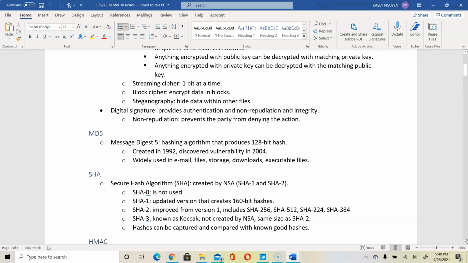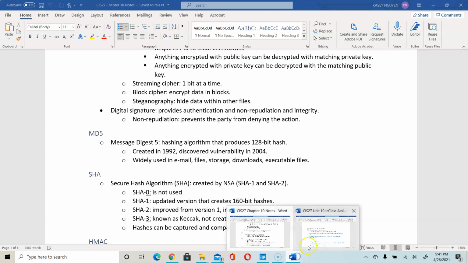In SHA version 3, the NSA was not the entity that produced this version, and this is known as Keccak, and it is the same size as version 2. So we know that hashes are vulnerable in that they can be captured and compared to a known good hash in order to determine the hash algorithm, and so therefore hashes are not a 100% foolproof technology for implementation.